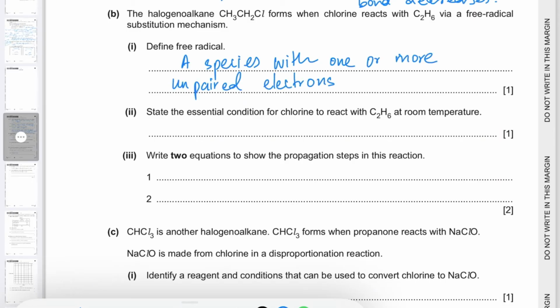State the condition for chlorine to react with ethane at room temperature. That would be ultraviolet light or ultraviolet radiation.